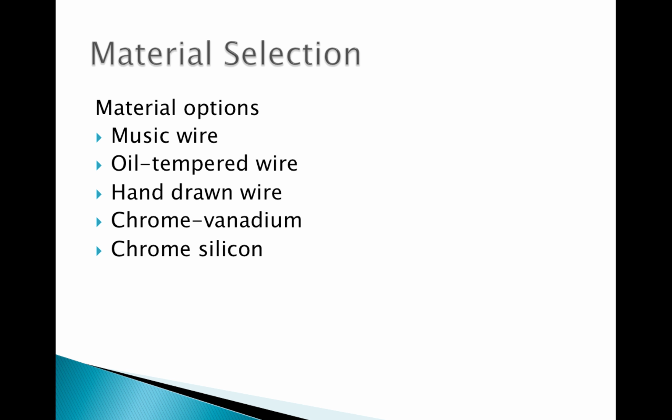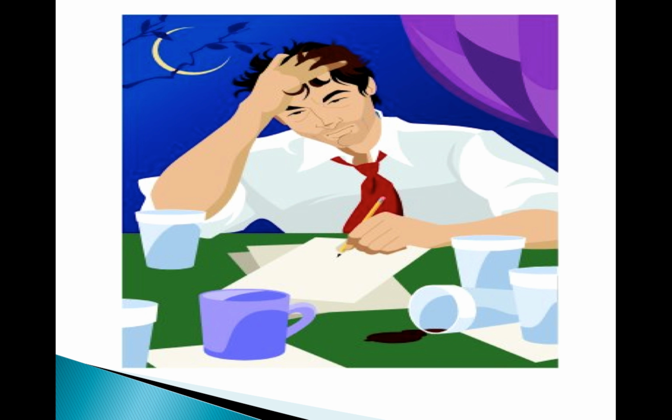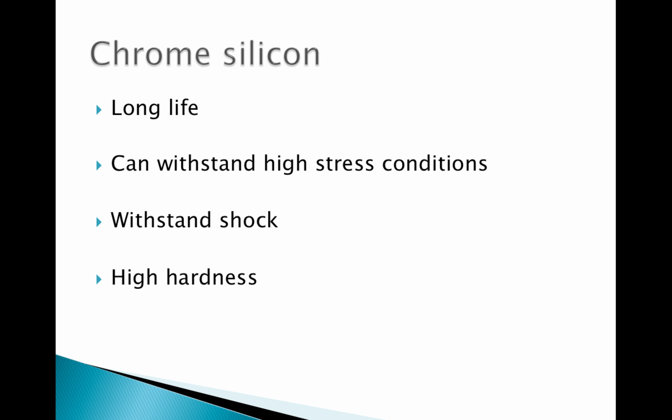The requirements for choosing the material were high ductility and tough and strong materials. The options we had for the material included music wire, oil-tempered wire, hard-drawn wire, chrome vanadium, and chrome silicon. After examination of all the materials and a lot of hard work, we ended up choosing chrome silicon because it has a long life, it is good for high stress conditions, and can also be subjected to shock loading. Other than that, it had the highest hardness level, which translates to high strength.